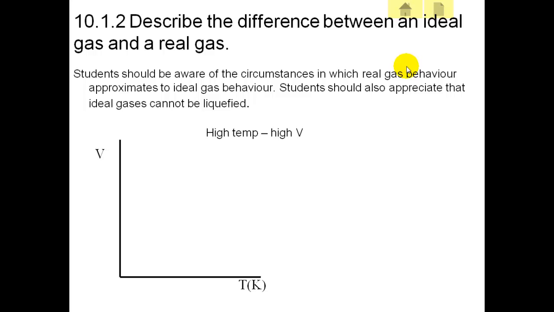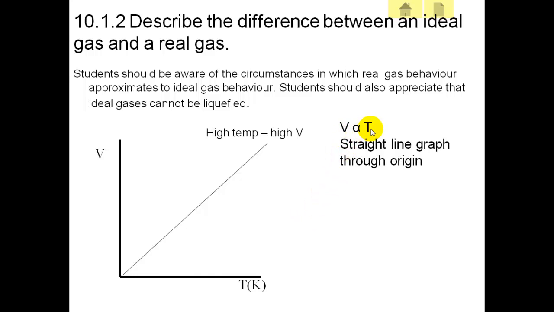So what happens if we have a volume of a gas, which is here, and the temperature here. There's a nice linear relationship between the temperature in Kelvin and the volume of a gas. Basically, if you double the temperature, you will double the volume. There's direct proportionality here. So V is proportional to T. If we have proportionality, we know that there's a straight line graph through the origin. And there we go. This is for an ideal gas. It follows the equation PV equals nRT.